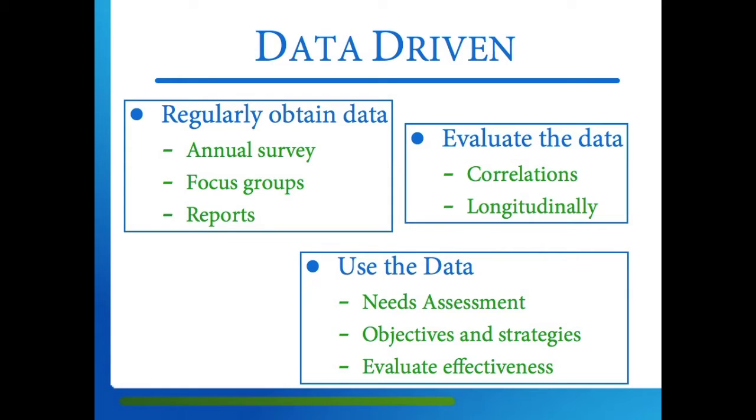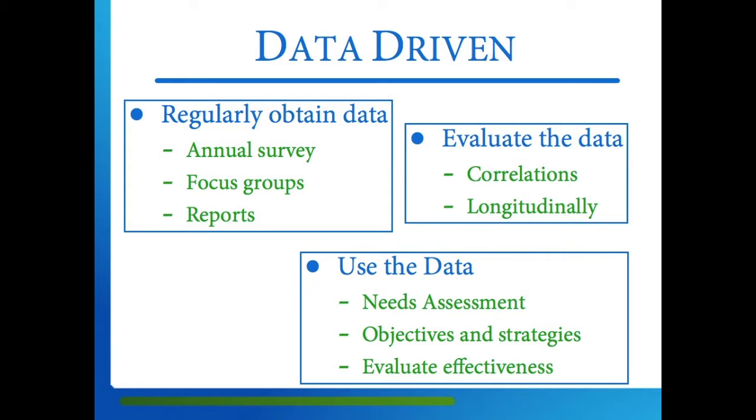Actions of schools have to be data-driven, and this means more than just office disciplinary reports. Schools need to be conducting annual surveys of school climate, as well as focus groups, especially with those students who have greater challenges, in addition to looking at school reports. It is essential that the data be evaluated effectively, doing a study of the correlations.